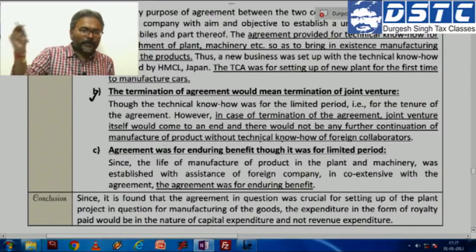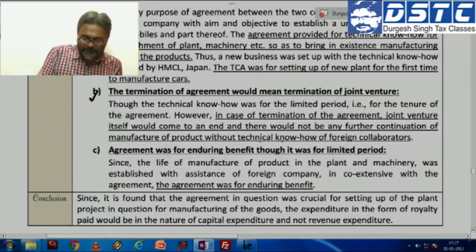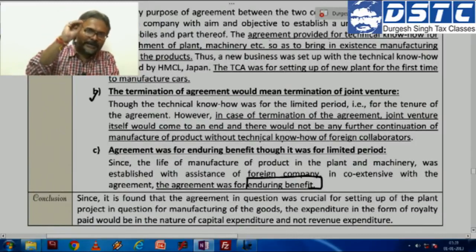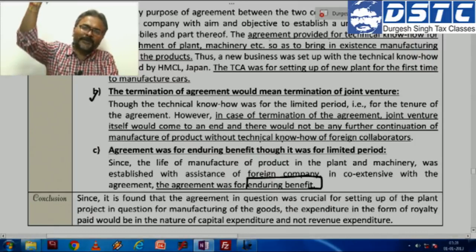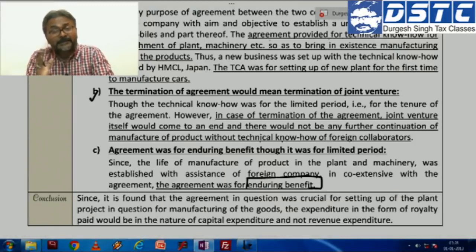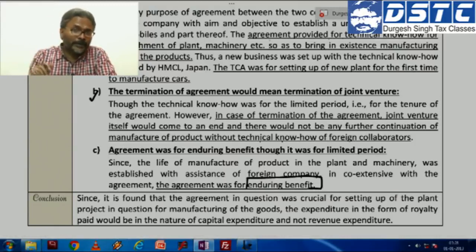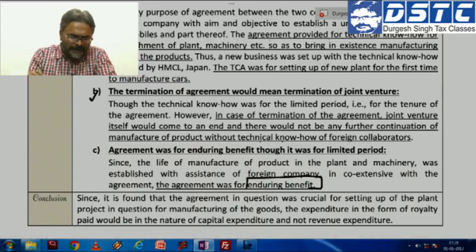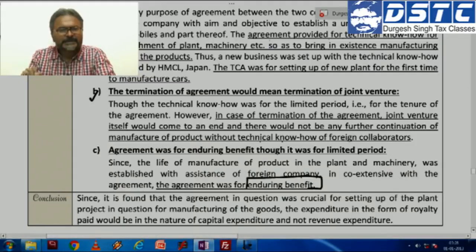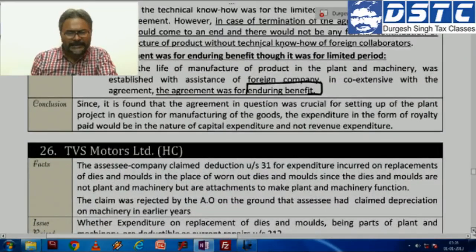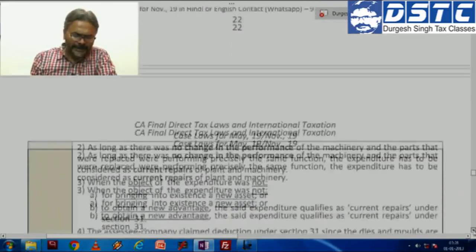And this agreement provided what? The SSC with the enduring benefit. Enduring benefit is the third particular point. And in all these 3 points, the payment was for the purpose of technical know-how for manufacturing or setting up of the plant, to bring into existence the manufacturing unit of the product. If there is a termination of the agreement, this will lead to termination of the joint venture. And finally, the agreement gave the SSC the enduring benefit. And in all these 3 points, students, we will say that the expenditure, which is royalty, is capital in nature.